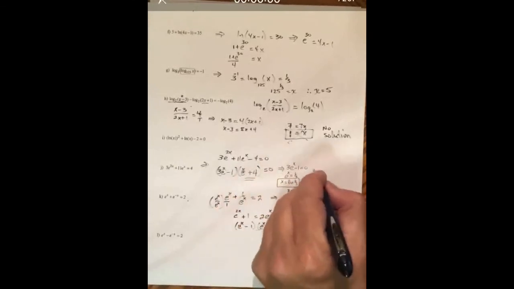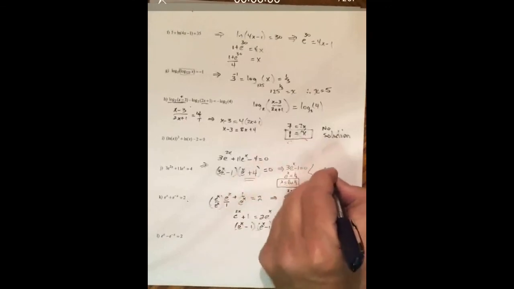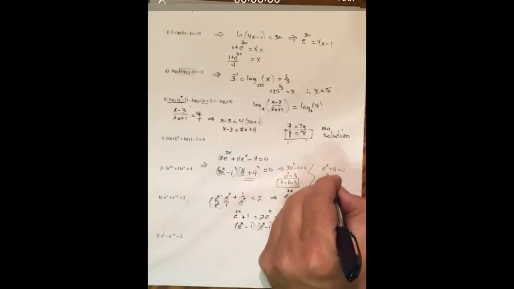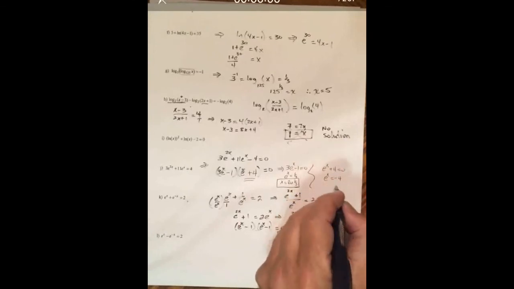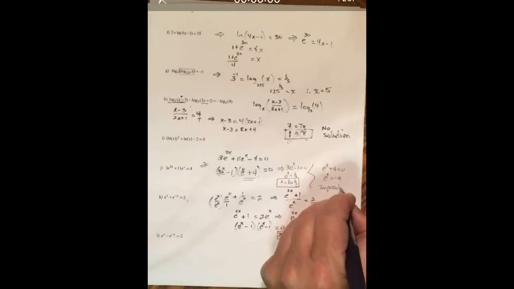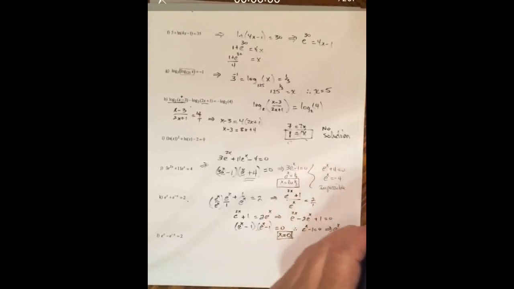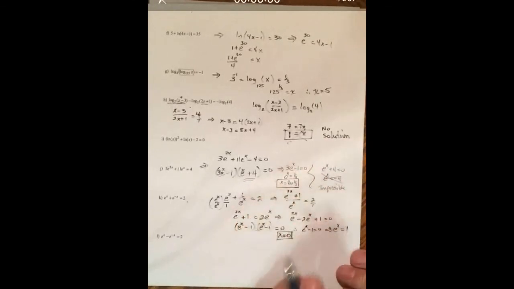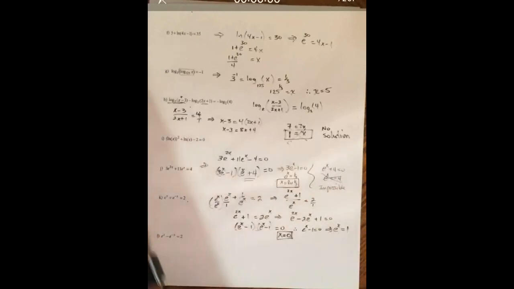Now this means I have e to the x plus 4 is 0. So e to the x would be minus 4, and that is impossible. Remember, e to the x is always greater than 0. So this is nonsense. So your only answer is that. All right, long overdue. I hope that helps.